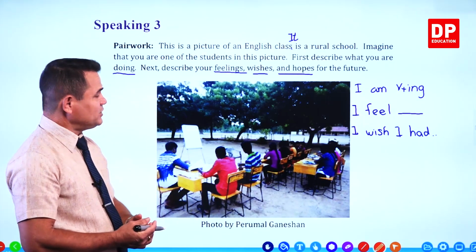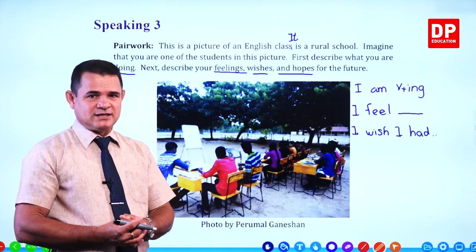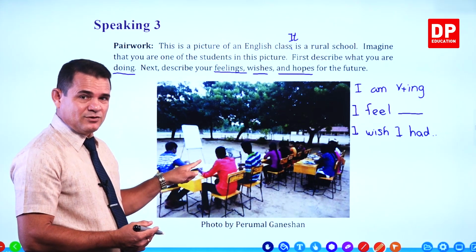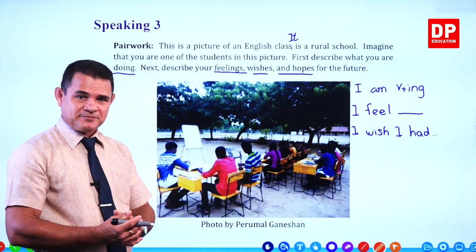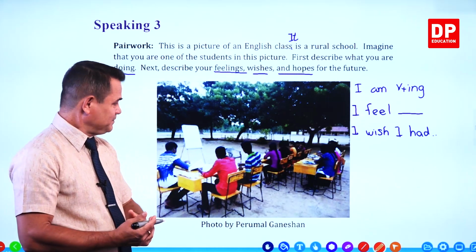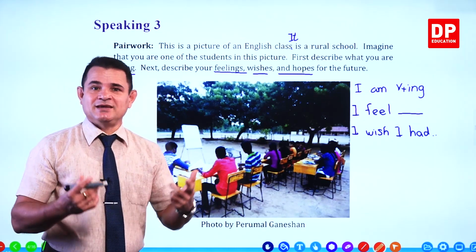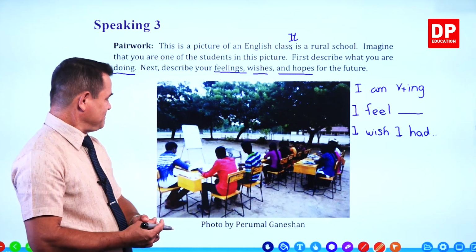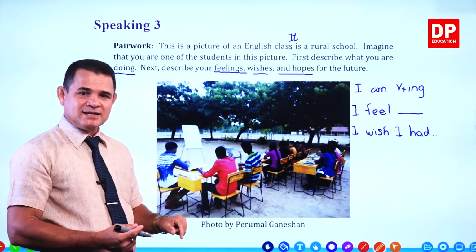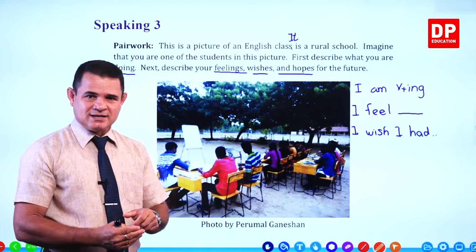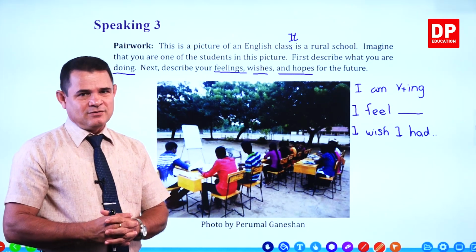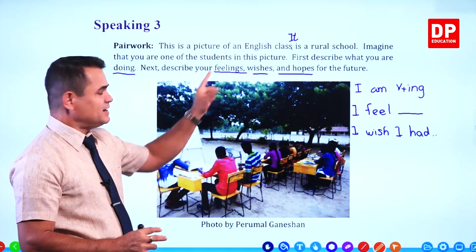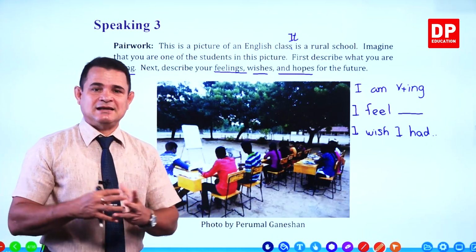Practice. And the next one, your hopes. Also the same. I hope the teacher will come now. I hope the next period will be free. I hope I can finish this activity soon. Whatever you hope, I hope, right? And all those. So then look at the picture and practice that language.